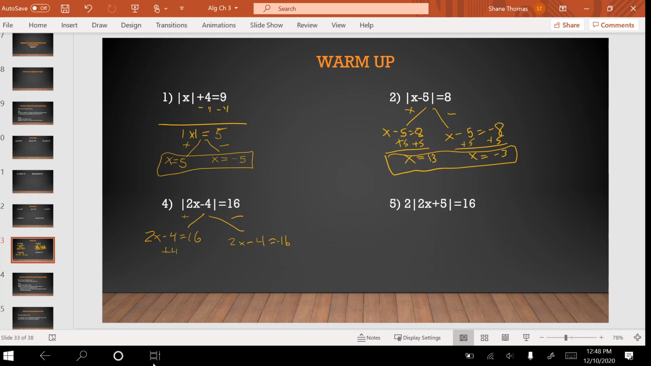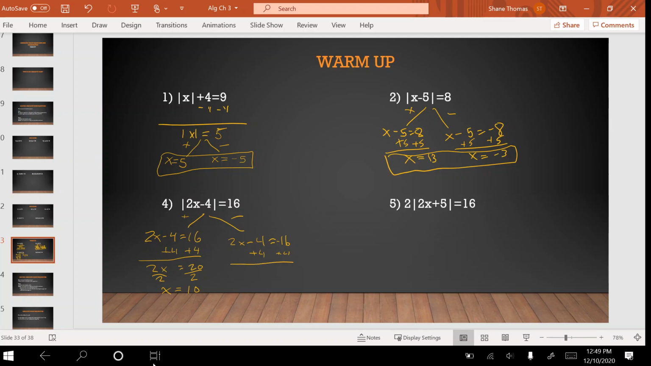I like that idea now. So I add a 4 to both sides. Start with the positive case first. So I have 2x equals, what's 16 and 4? 20. Then what? Divide by 2, divide by 2. So x is going to be 10. That's the first one.